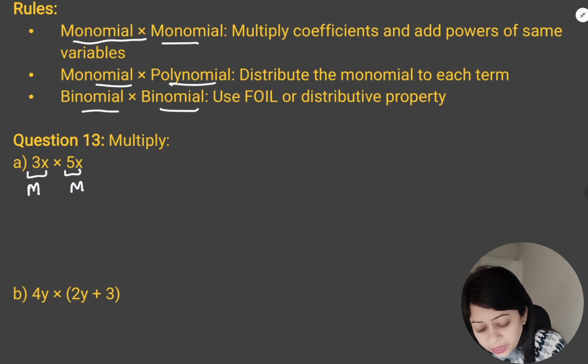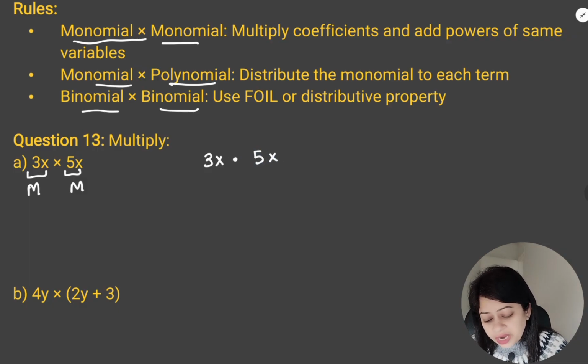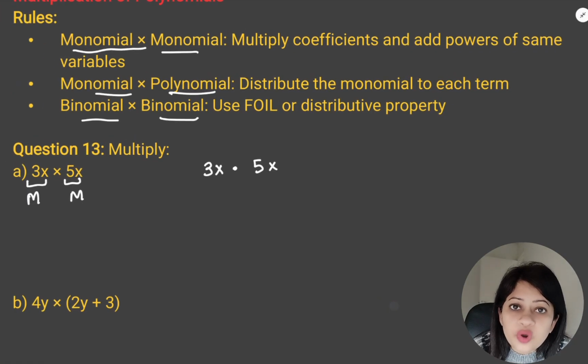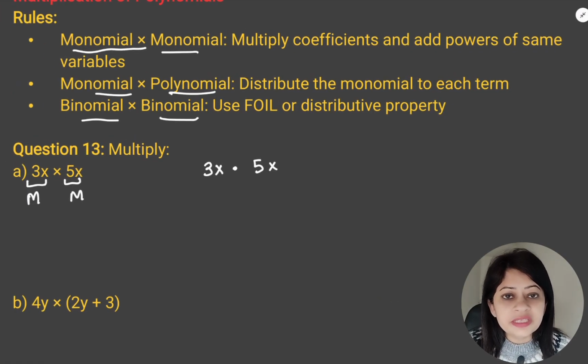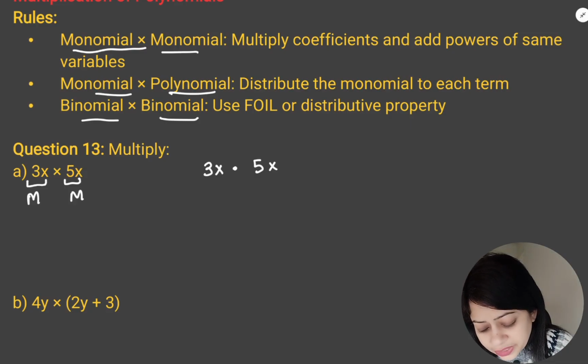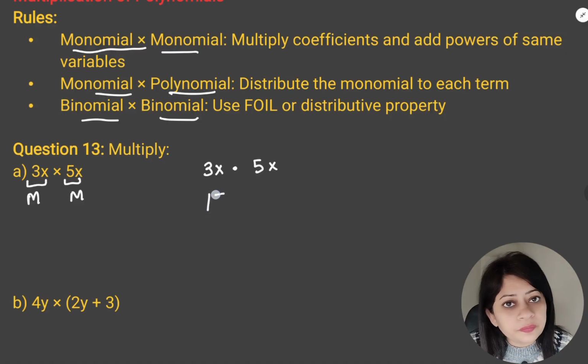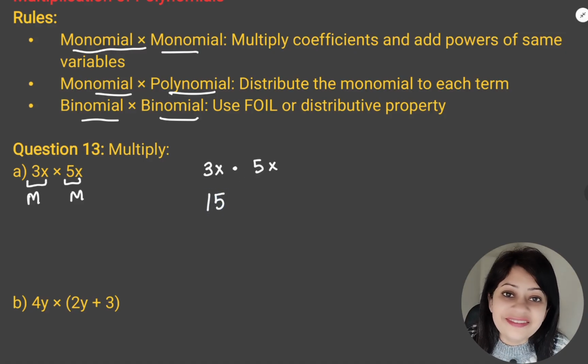And we are multiplying a monomial with a monomial, right? I just wrote multiplication as this dot because I don't want you to get confused with the x and the multiplication sign, okay? Now you need to understand, whenever you multiply monomial with monomial, always multiply the coefficients first. What is the coefficient of this x? 3. What is the coefficient of this x? 5. What is 3 multiply 5? 15. Right?